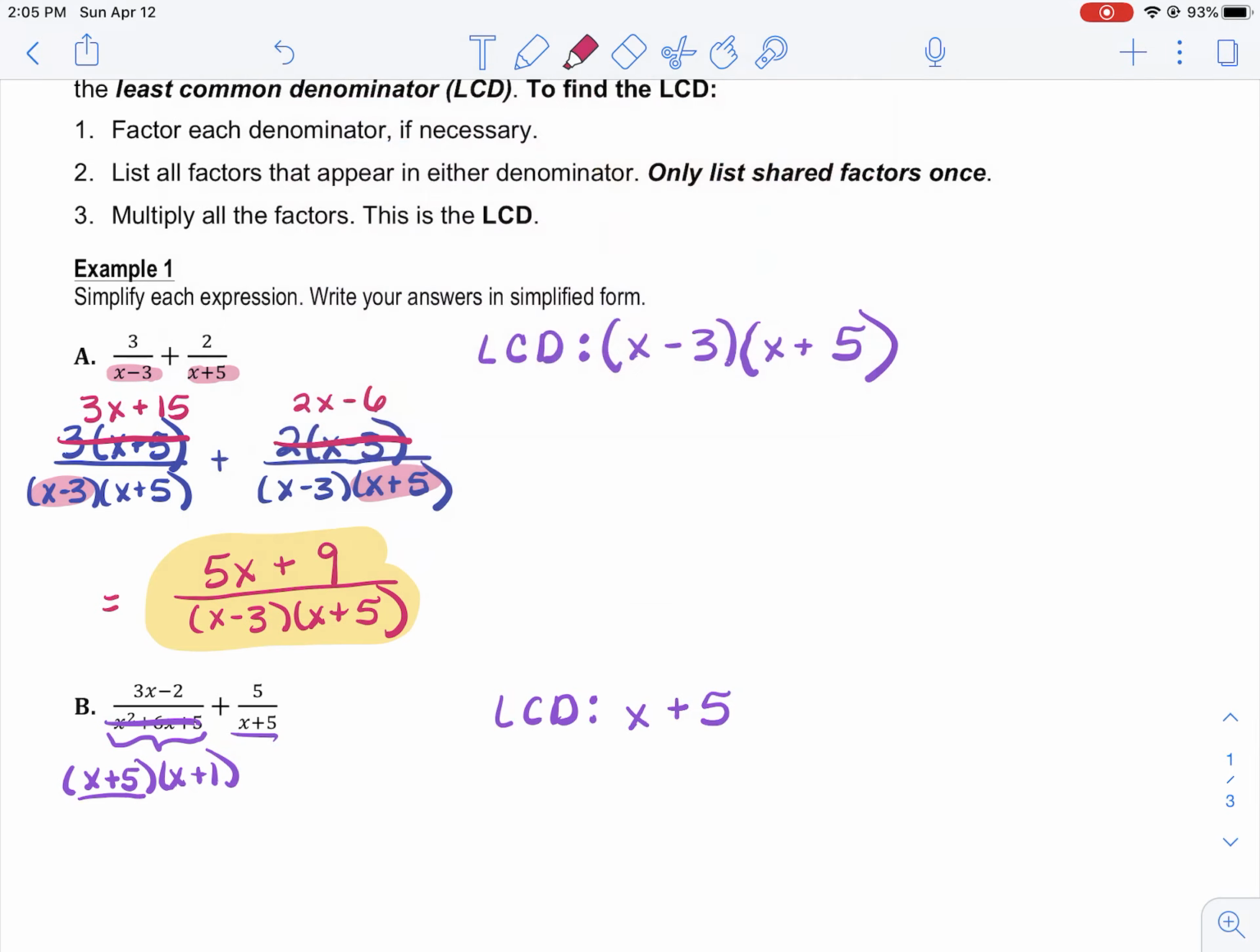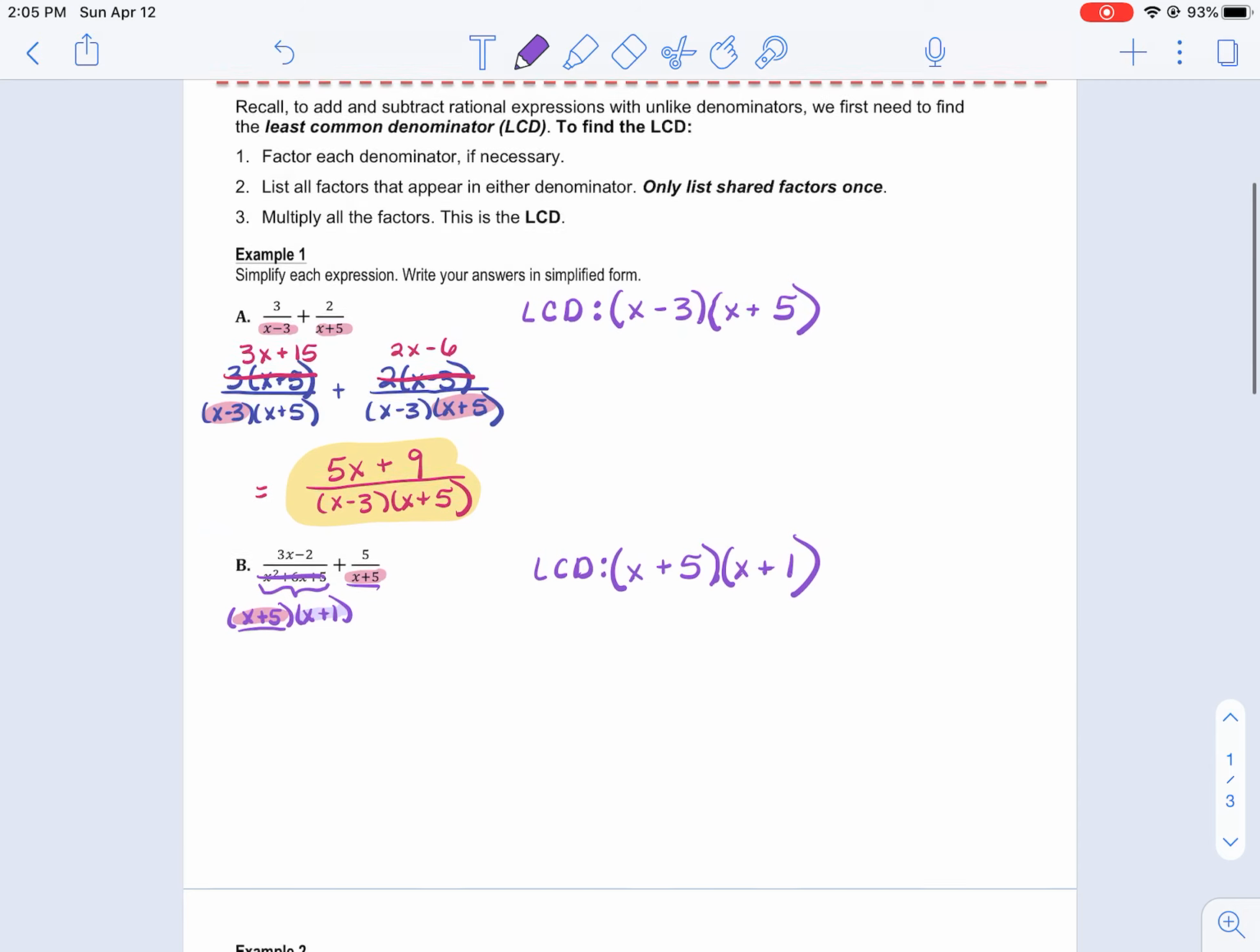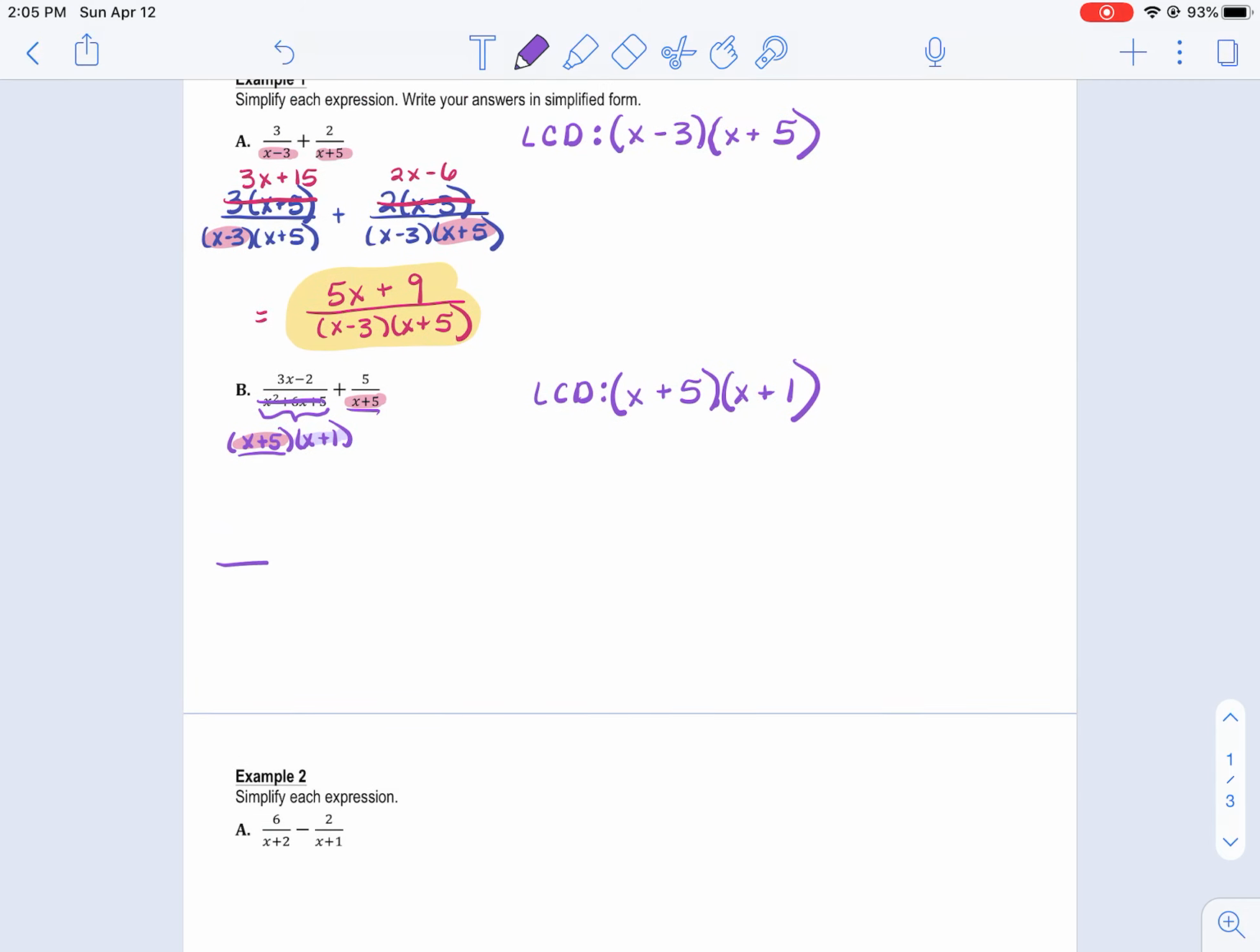Okay? And then notice we also have a factor. Let me go ahead and highlight these. So we have our x plus 5 as a shared factor. We list that once. And then we also have an x plus 1. So we need to list x plus 1. Okay, and then what does it say to do with those factors? Multiply them. So your LCD is going to be x plus 5 times x plus 1. Okay, so now we're going to rewrite each fraction with a denominator of x plus 5 times x plus 1.